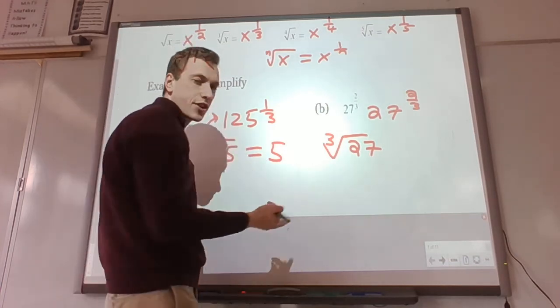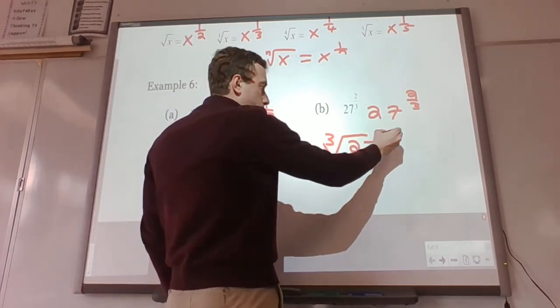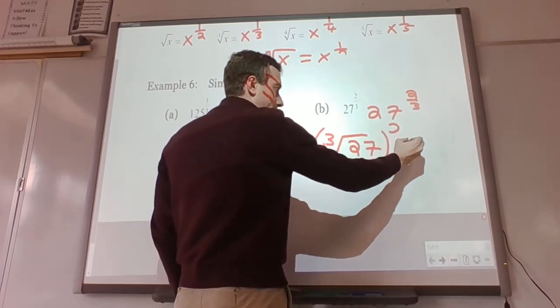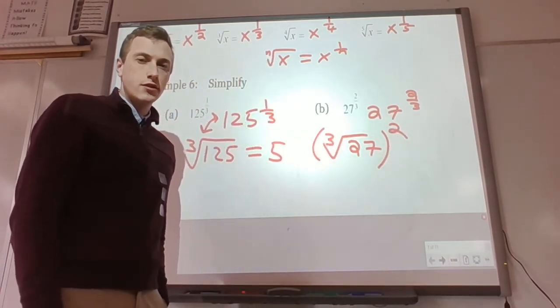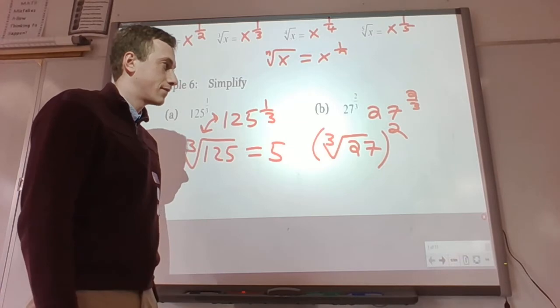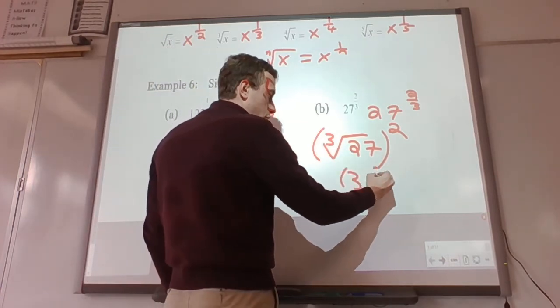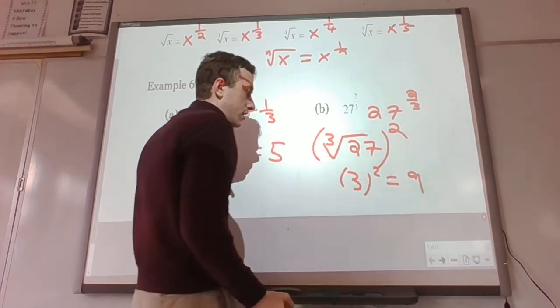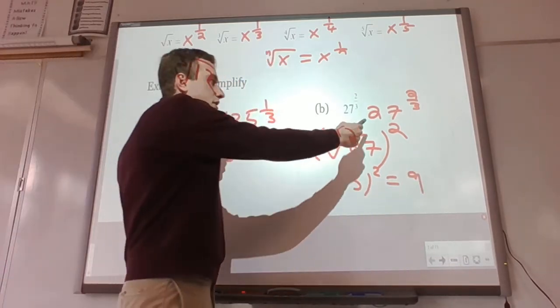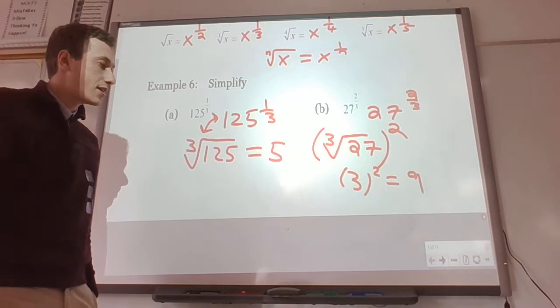That would be 27 to the 1/3 power. And then if we squared that, that would be 27 to the 2/3 power. So we know the cube root of 27 would be 3. So if we squared that, that would be 9. So 27 to the 2/3 power must be 9.